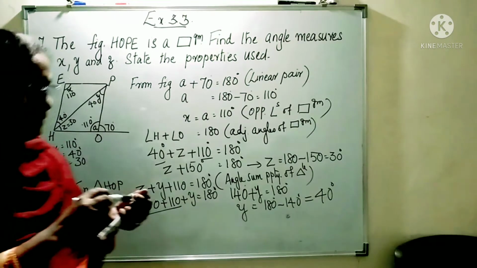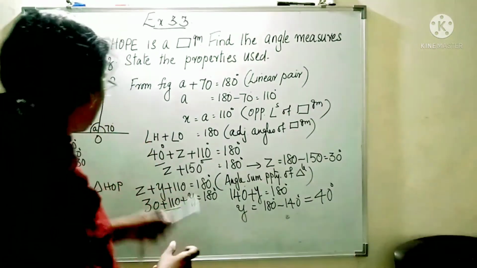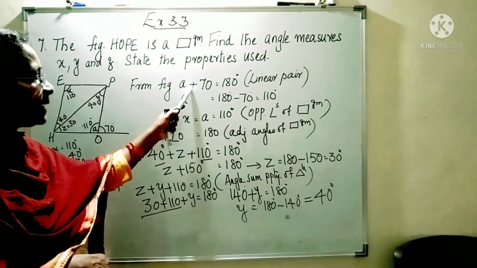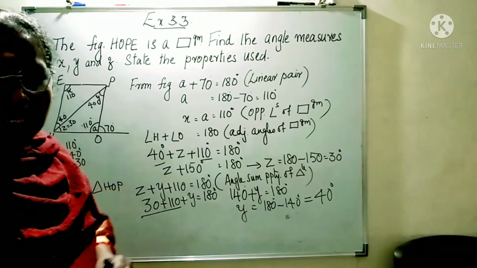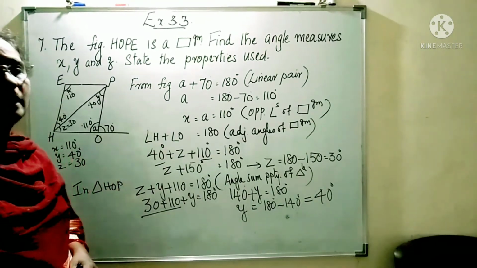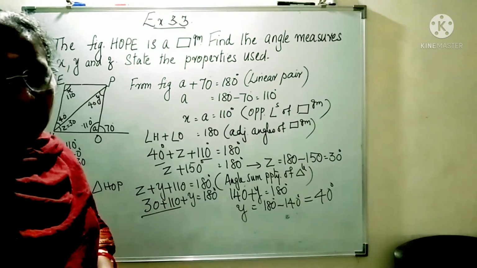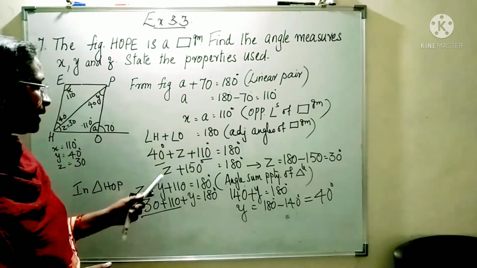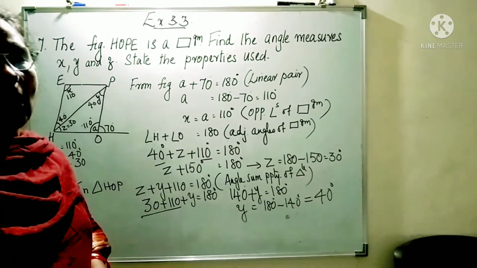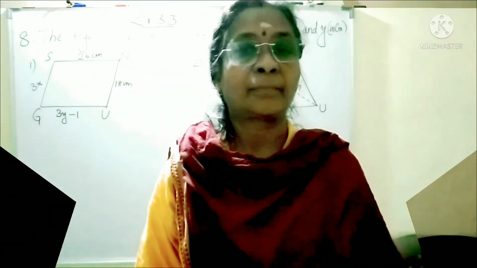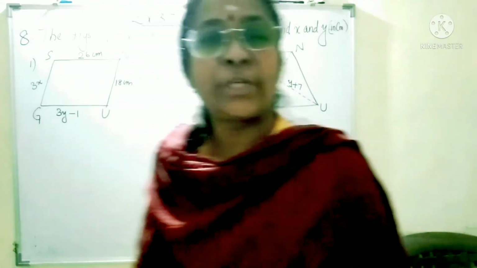And what properties did we use? First we used linear pair, then we used opposite angles of a parallelogram are equal, then adjacent angles of a parallelogram are supplementary, then we used the angle sum property of a triangle. Now let us see the next question.